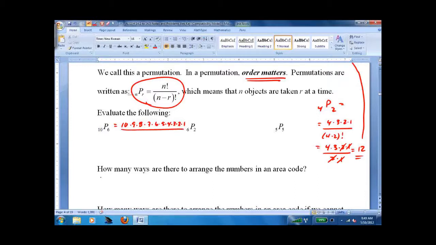You don't have to write the 1 if you don't want. 10 minus 6 is 4. You get 151,200. Try the other two yourself if you want. I'm going to do them now.